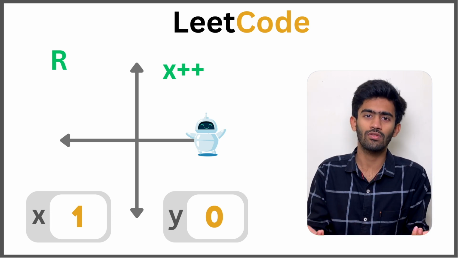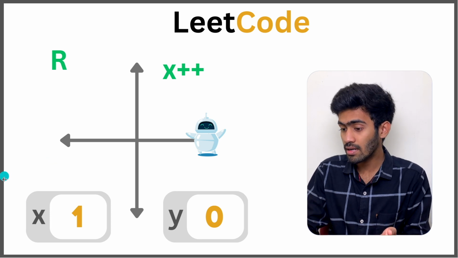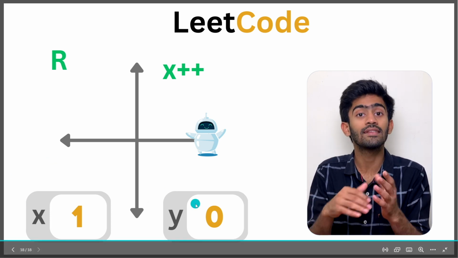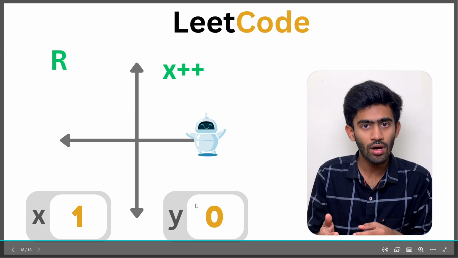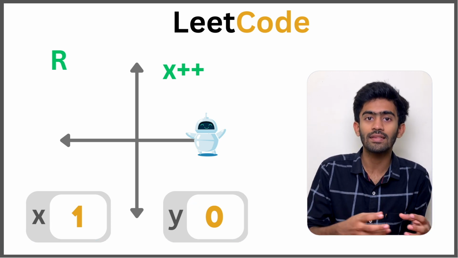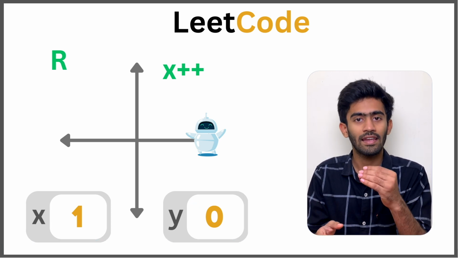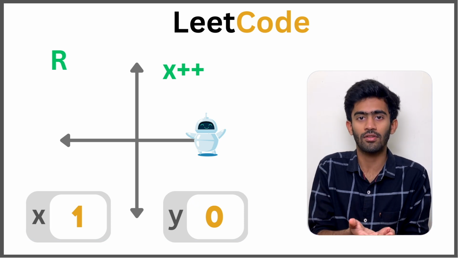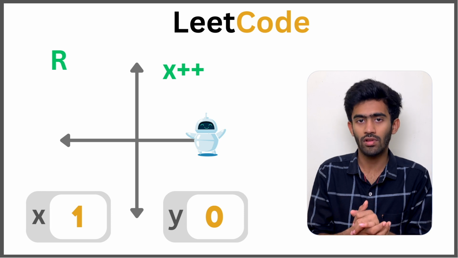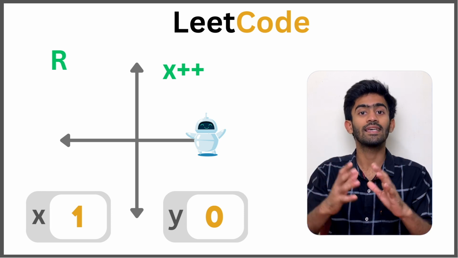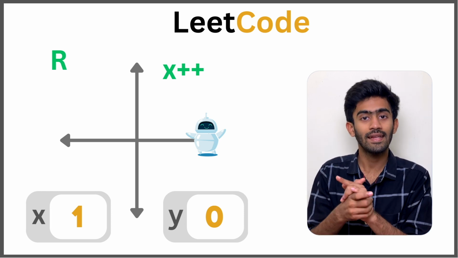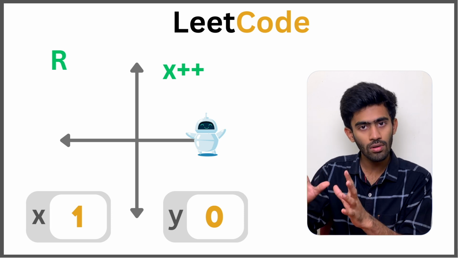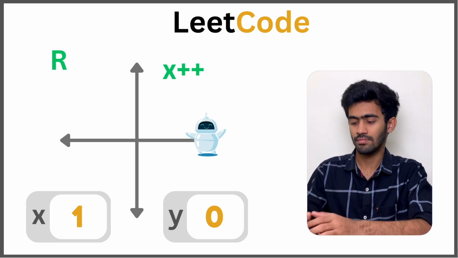And finally, what would you have to check? You would have to check whether the given x and y values are 0 again. If they are 0 again, then it means our robot has returned back to the origin. And if it's not 0, then our robot has not returned back to the origin, and hence we would have to return false. So this is our algorithm. Now let's get to LeetCode and code this logic that we developed.